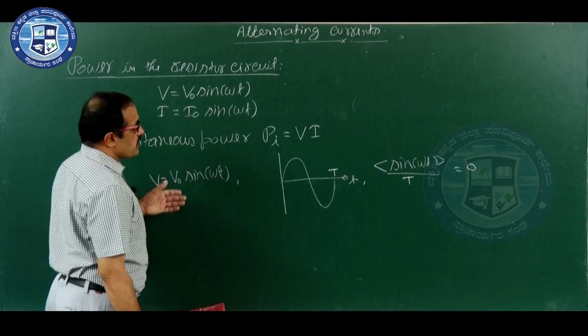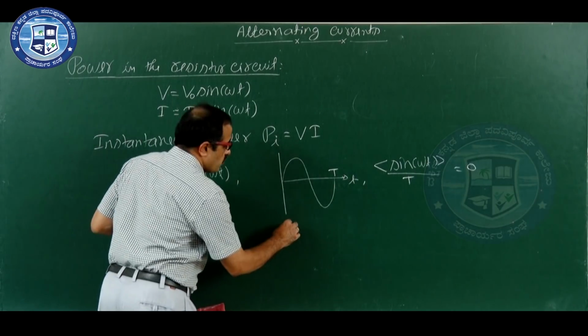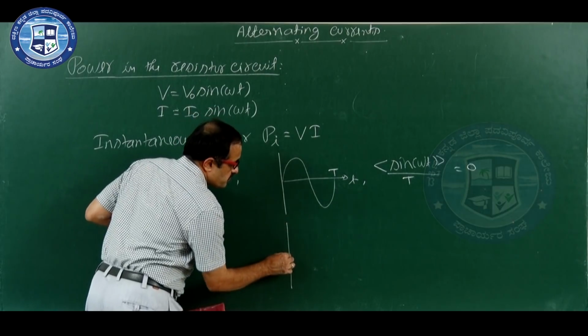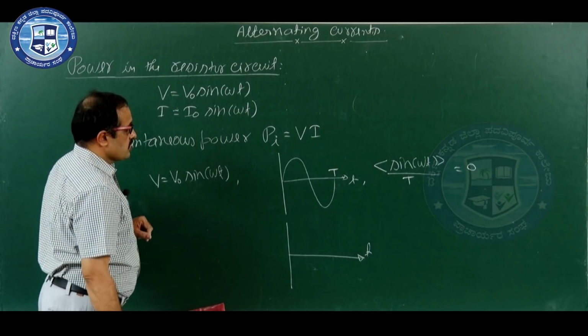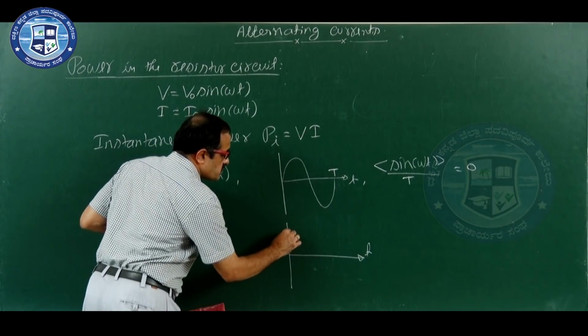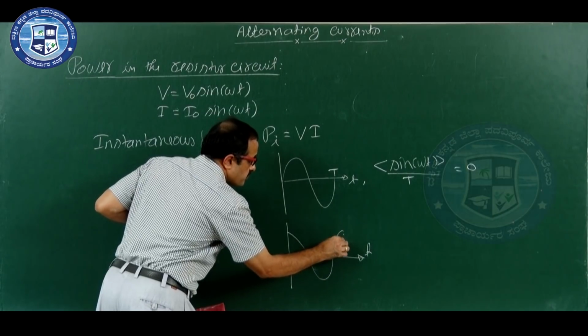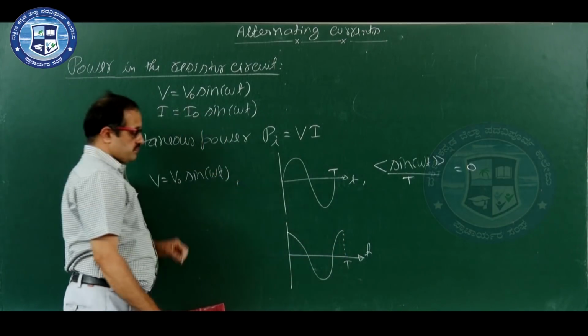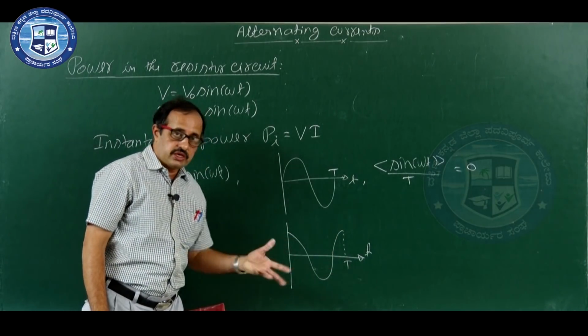Like that, you have a cos function. Let us say another possibility is the cos function. The graph will be like this, as we already know. Again, what is the average value of the cos function over the complete cycle?